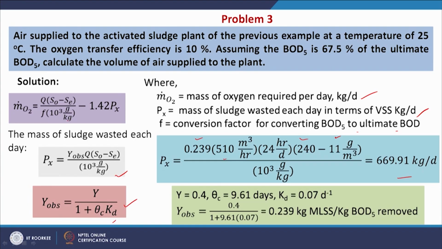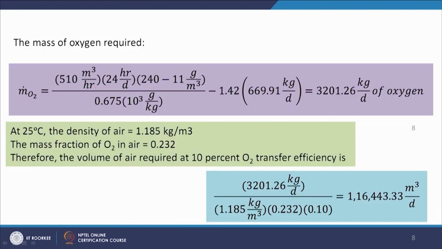So, in this original expression, now we have to calculate this first term. So, 510 into 24 into (240 minus 11) and then 0.675 into 10 to the power 3. So, that is the f value, the 67.5%. So, 0.675 minus 1.42 into this 669.91, the P_x value we have calculated. So, that is becoming 3201.26 kg per day of oxygen.